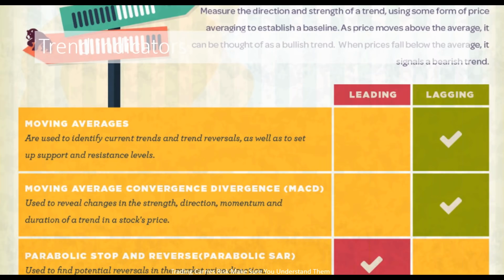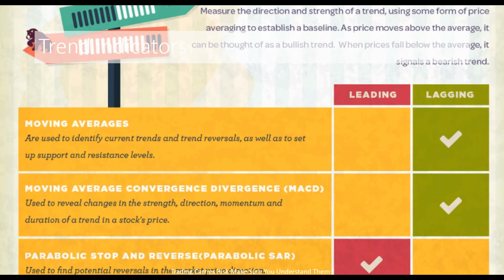Now, in each of these categories, we have several different types of indicators. In fact, we have lots of indicators. But the most popular when we're talking about trend indicators are simple moving averages. Moving averages are used to identify current trends and trend reversals. Now, a moving average is a lagging indicator.